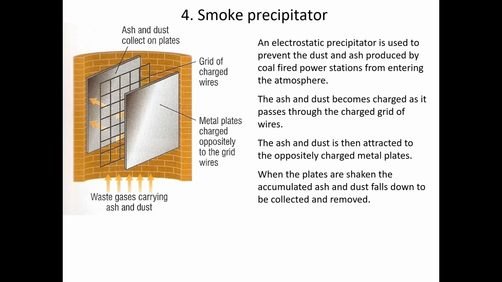Sometimes that could be between those two plates, or it could be down the bottom there, at 90 degrees. I've seen it underneath the whole system there. So a charged grid, and the ash and the dust becomes charged and is then attracted to oppositely charged metal plates. When the plates are shaken, the accumulated ash and dust falls down to be collected, or you could just remove the plates completely, like a filter. And that's how that works. So an electrostatic precipitator is one that I wanted to go into a little bit more detail on.